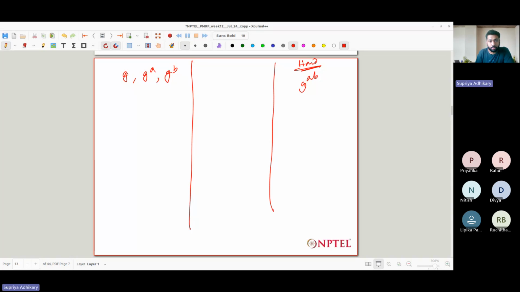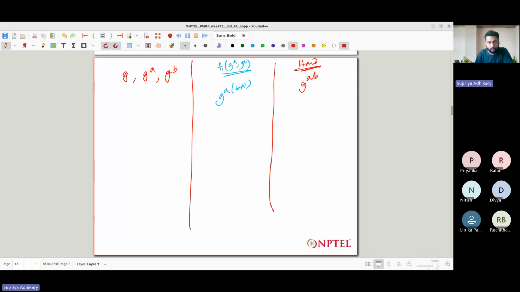Now what can we derive? So basically, from the f1 function, suppose that we don't know whether this f1 function belongs to the hard part or the easy part. Let us consider this f1 function is over here, and it gives us this value g to the ab plus 1.